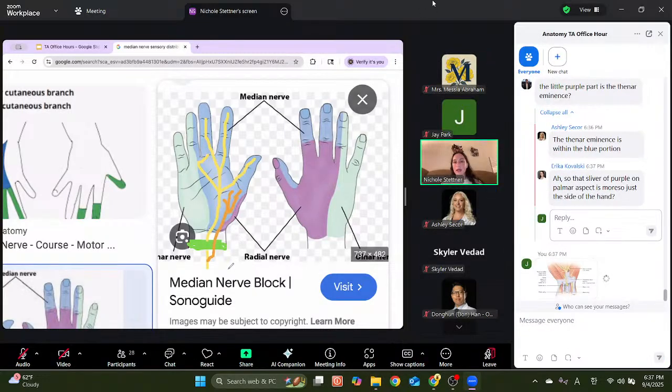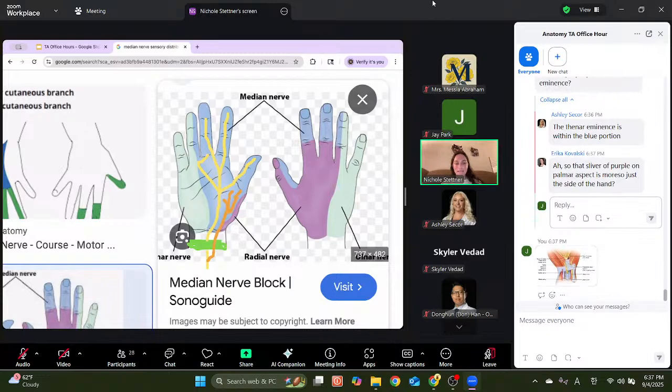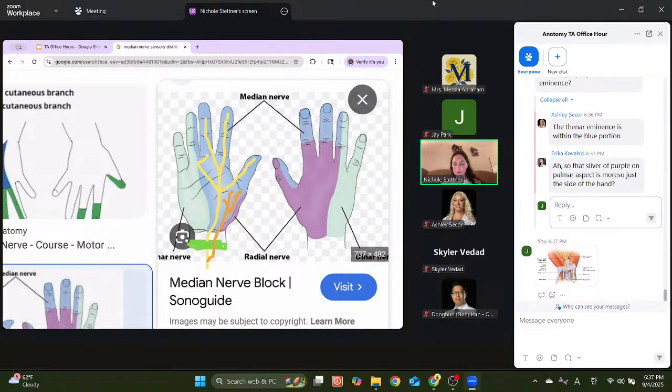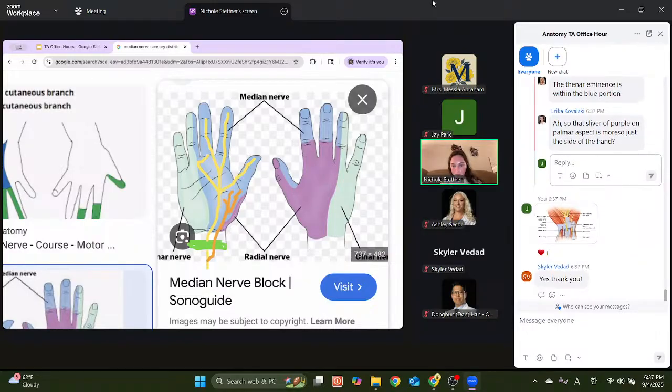Does that help anyone? Please. I hope. I kind of like my drawing, not gonna lie. I was just going to say your drawing was really good. I'm going to screenshot it.